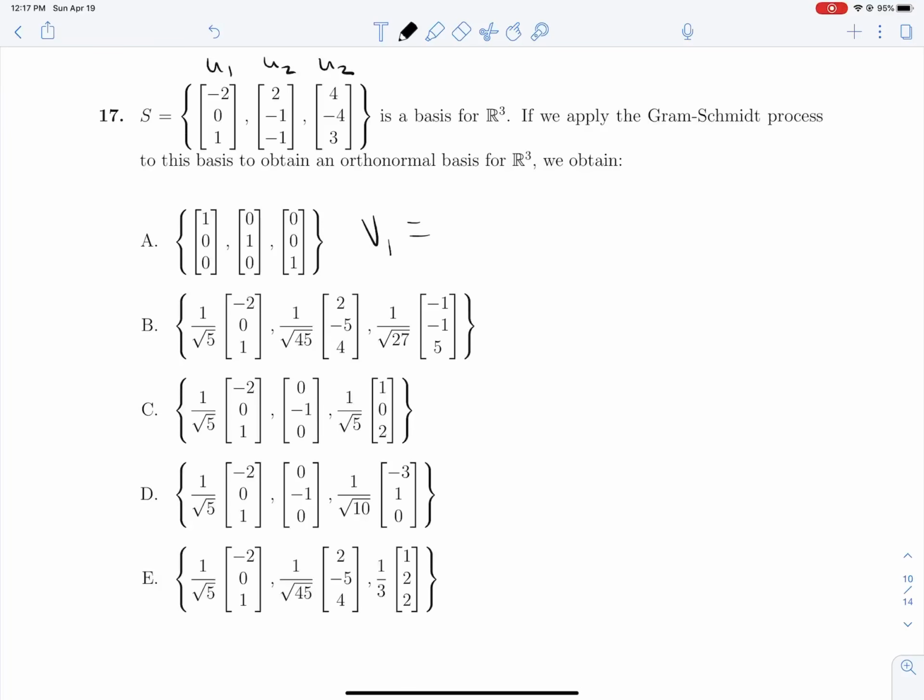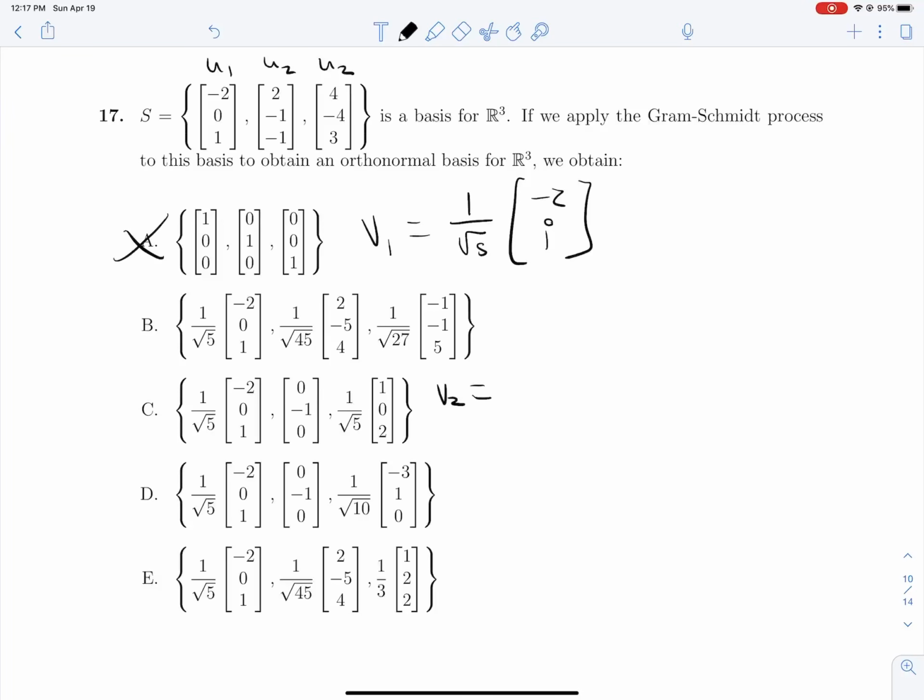And so solving that, the magnitude of U is root 5, so we can multiply by 1 over root 5 times negative 2, 0, 1. And there we go. There is our first basis vector. So A is incorrect.